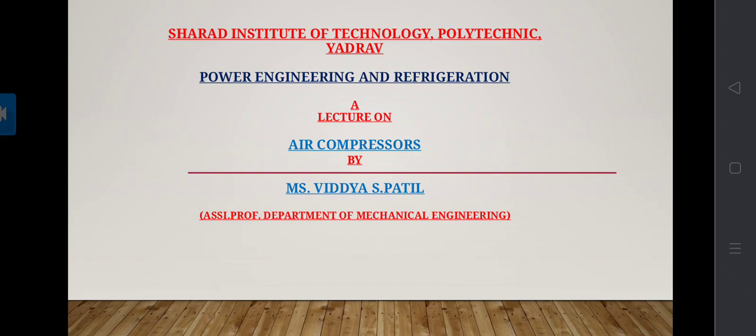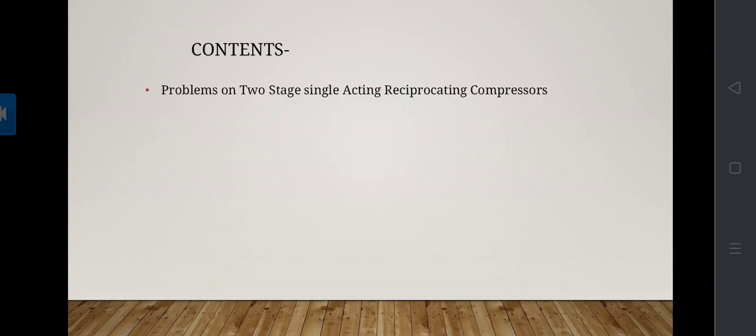Today we are going to our third unit, air compressors, for the subject Power Engineering and Refrigeration. In this session we are going to cover the problems on two-stage single acting reciprocating compressors.